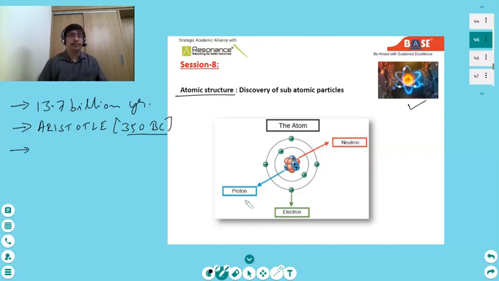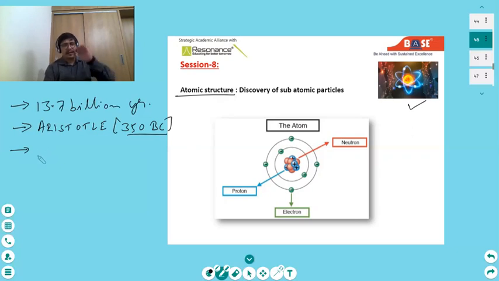Our Indians, like Maharishi Kanad or the old priests, or you can say Gurujis, also gave a concept of Anu and Paramanu. So we Indians also have a contribution other than the Greek people or Greek scientists.